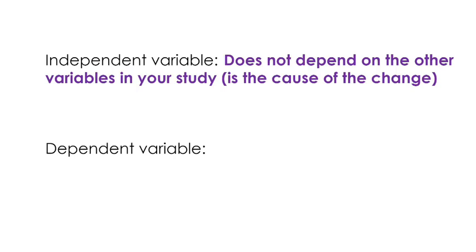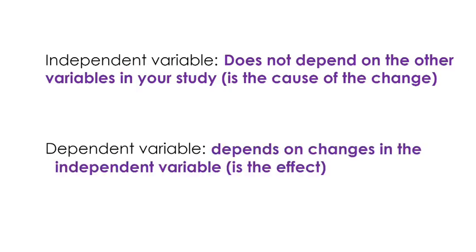It's generally the cause of whatever change you might see in your experiment. Dependent, on the other hand, as the word implies, depends on changes in the independent variable to cause that dependent variable to change. So it does still change. It is a variable, but it's generally the effect of the change, not the cause.